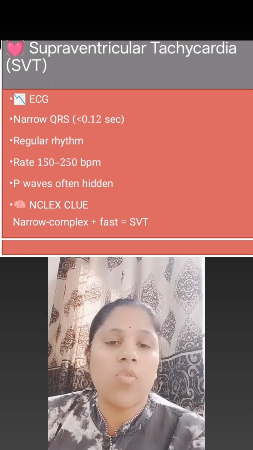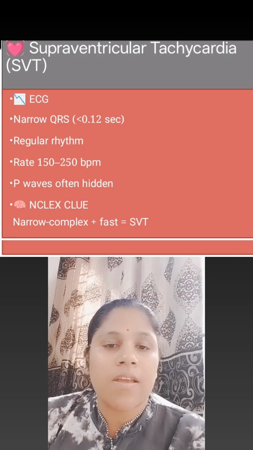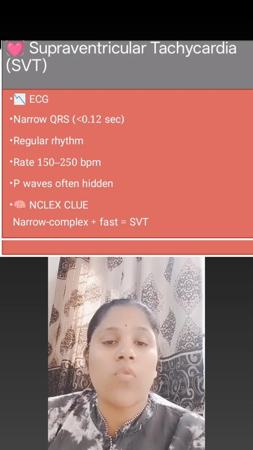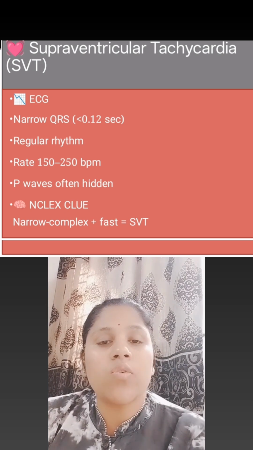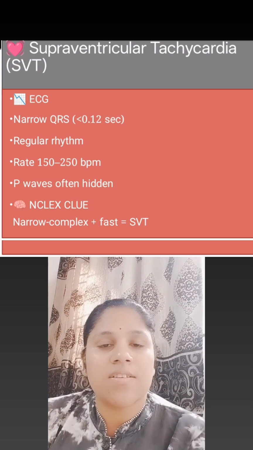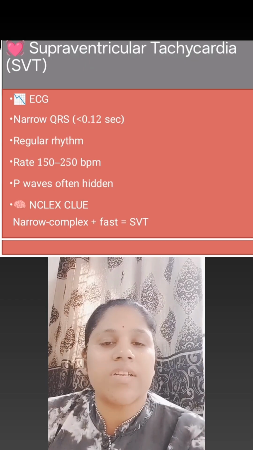Now I'm going to tell you about supraventricular tachycardia, what exactly it is. Here the QRS complex is very narrow, less than 0.12 seconds, and the rhythm might be regular, but the heart rate is again 150 to 250 beats per minute. The P wave is often hidden in the QRS complex itself. So what is the clue? We see a narrow QRS complex which is very fast, and this is called SVT.